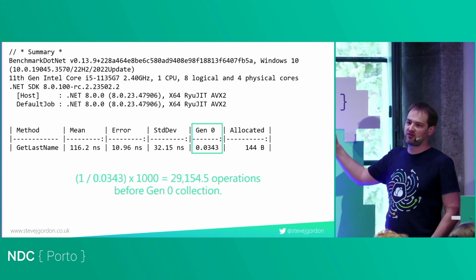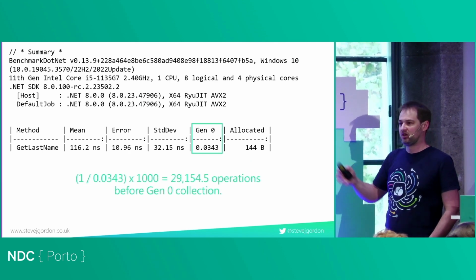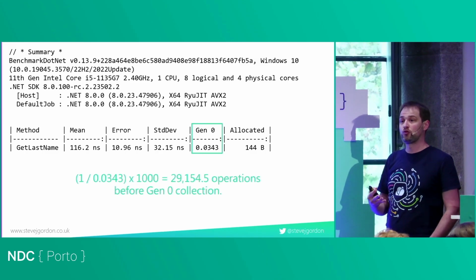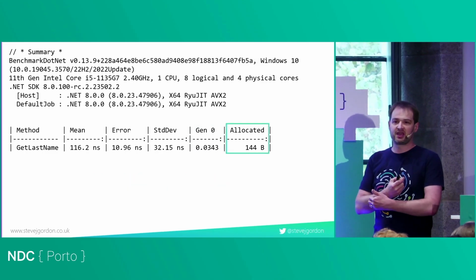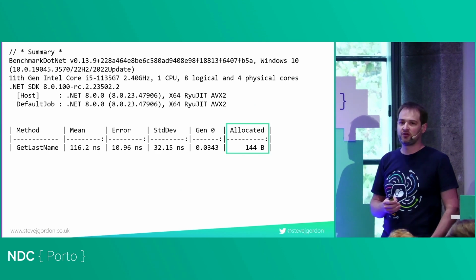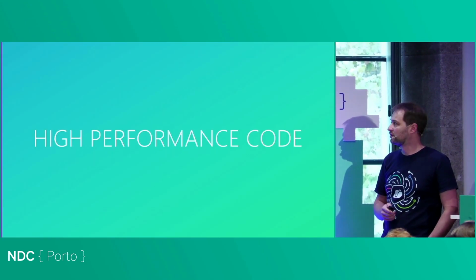And the fact that we're not seeing a Gen 1 or Gen 2 column here shows us that none of our objects are long-lived or particularly large necessarily. We can see how many bytes was actually allocated as a result of calling that method. Again, we don't know if this is good or bad, but we do know that we've got 144 bytes allocated by this particular method. So this would be a good starting point for us.